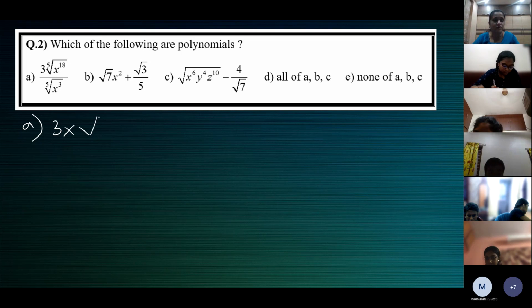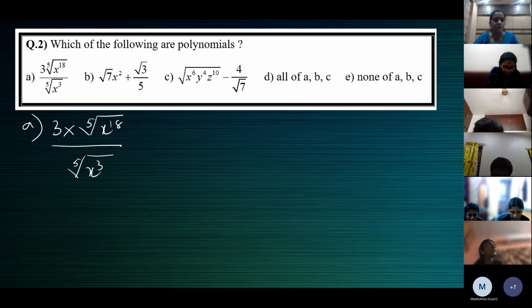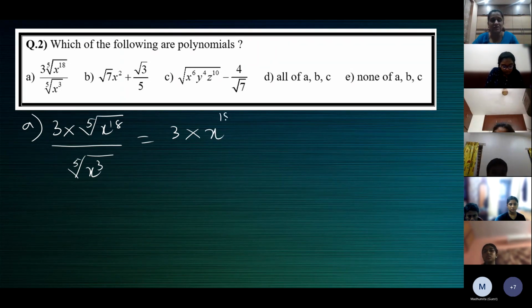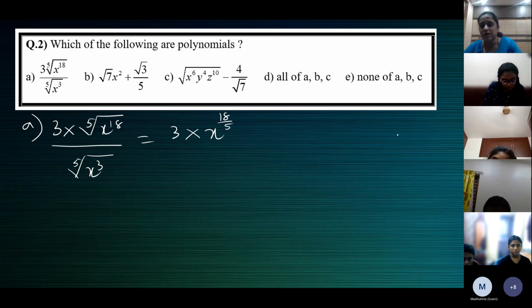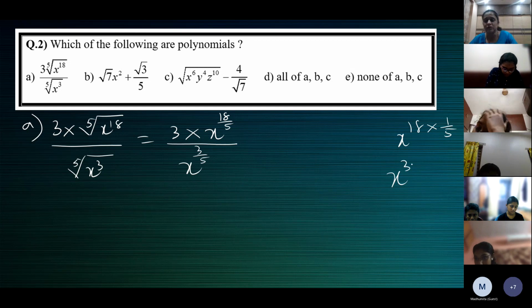3 into the fifth root of x to the power 18 divided by the fifth root of x cubed. Let's write it in exponential form. So it will be x to the power 18 by 5. The fifth root means the power is multiplied by 1 by 5. So x to the power 18 by 5 divided by x to the power 3 by 5.